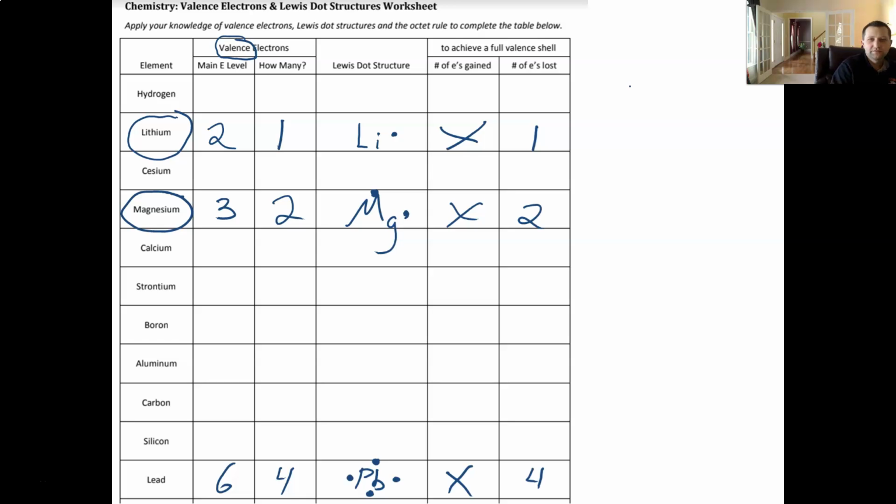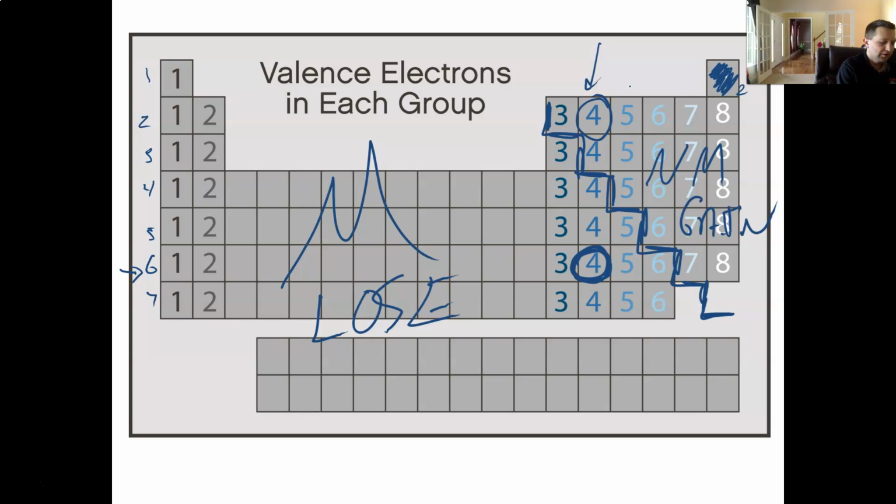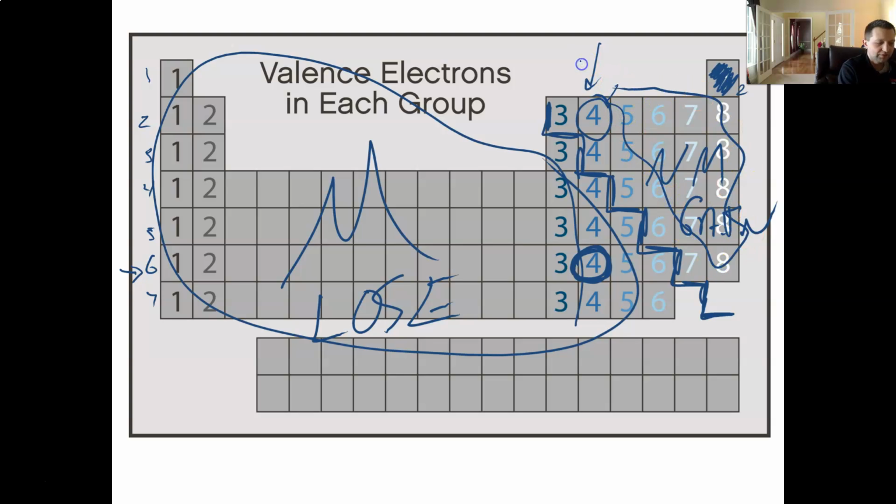But those are some rare examples, because most of it's going to be pretty straightforward, where you're over here in this section where you're going to lose electrons, or you're over here in this section where you're going to gain electrons. Remember, the noble gases, these guys here, they don't gain or lose. They're good how they are. Okay, that takes care of it.